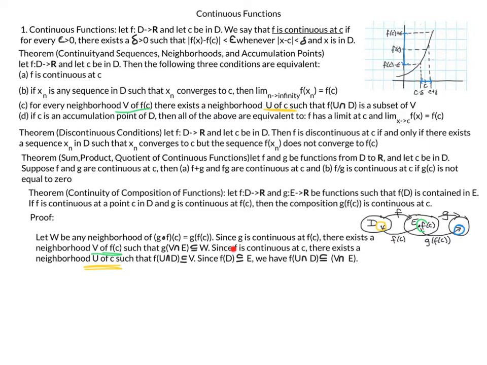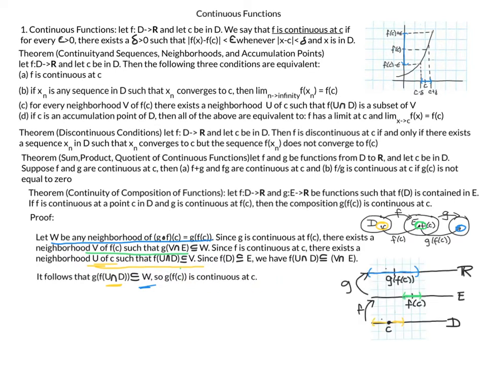Writing this down: since f is continuous at c, there's a neighborhood u of c, this yellow neighborhood, such that the image of u intersected with d is totally contained in v, this green neighborhood. And now what we have is that this yellow neighborhood u, if we plug it into g composed with f, its mapping will be totally contained in the blue neighborhood w, which is exactly what we want to show if we want to show g of f is continuous at c.